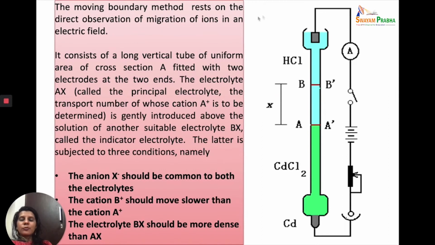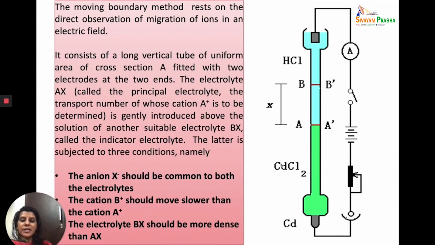Now, the moving boundary method rests on the direct observation of migration of ions in an electric field. It consists of a long vertical tube of uniform area of cross section A, which is fitted with two electrodes at the two ends. The electrolyte AX, called the principal electrolyte, the transport number of whose cation A plus is to be determined, is gently introduced above the solution of another suitable electrolyte BX, which is called the indicator electrolyte.